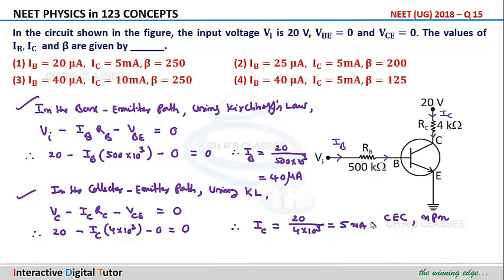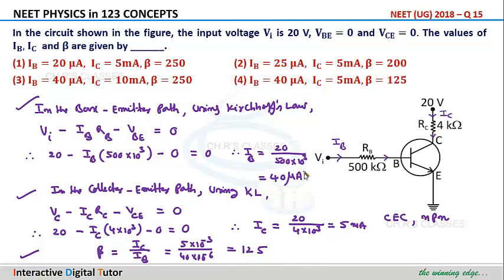And now thirdly it is asked for beta value also, and next is beta. Beta is equal to the current amplification, IC divided by IB. For small changes we use delta IC by delta IB. Here finite values we have IC by IB, that is 5 into 10 power minus 3 divided by 40 into 10 power minus 6, and this is equal to 125.